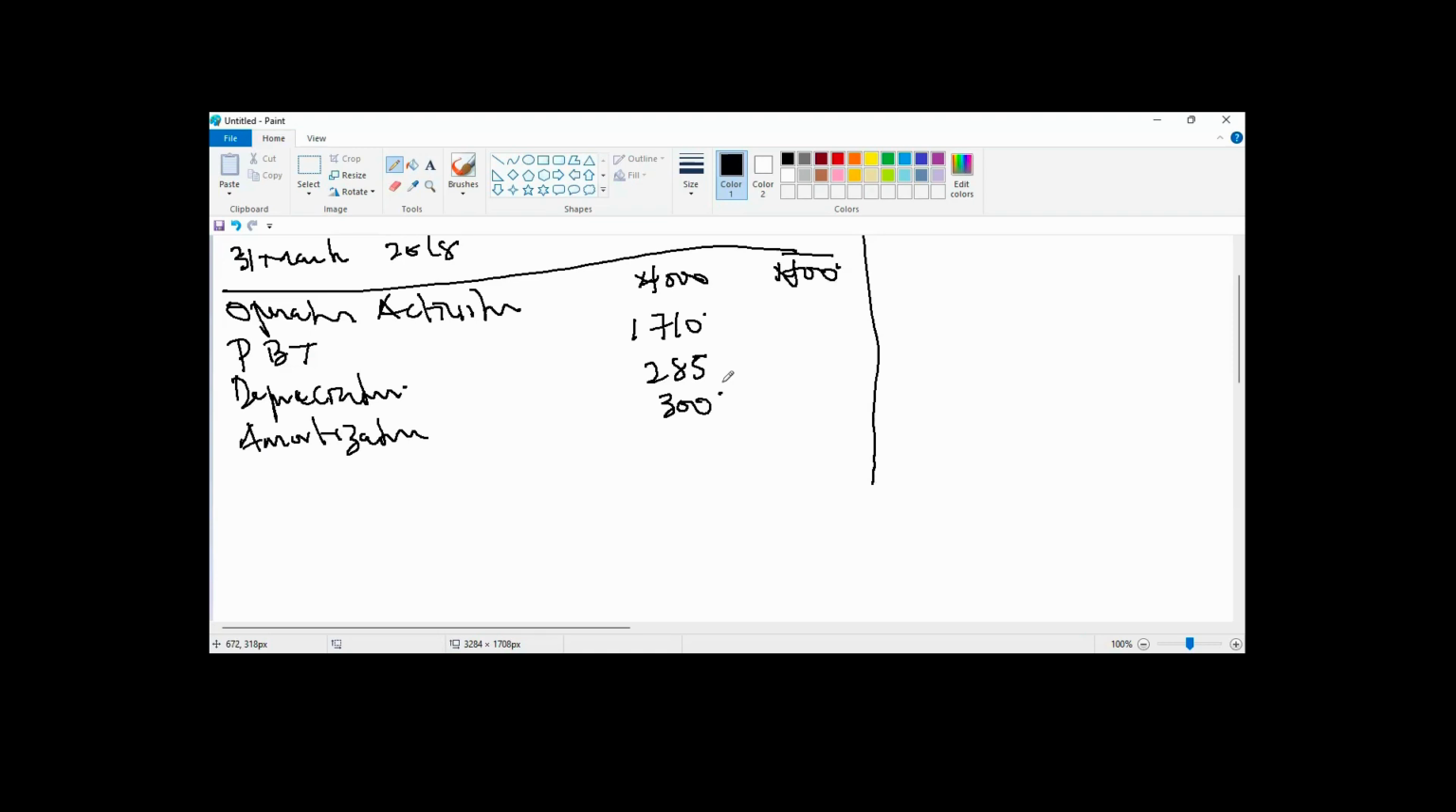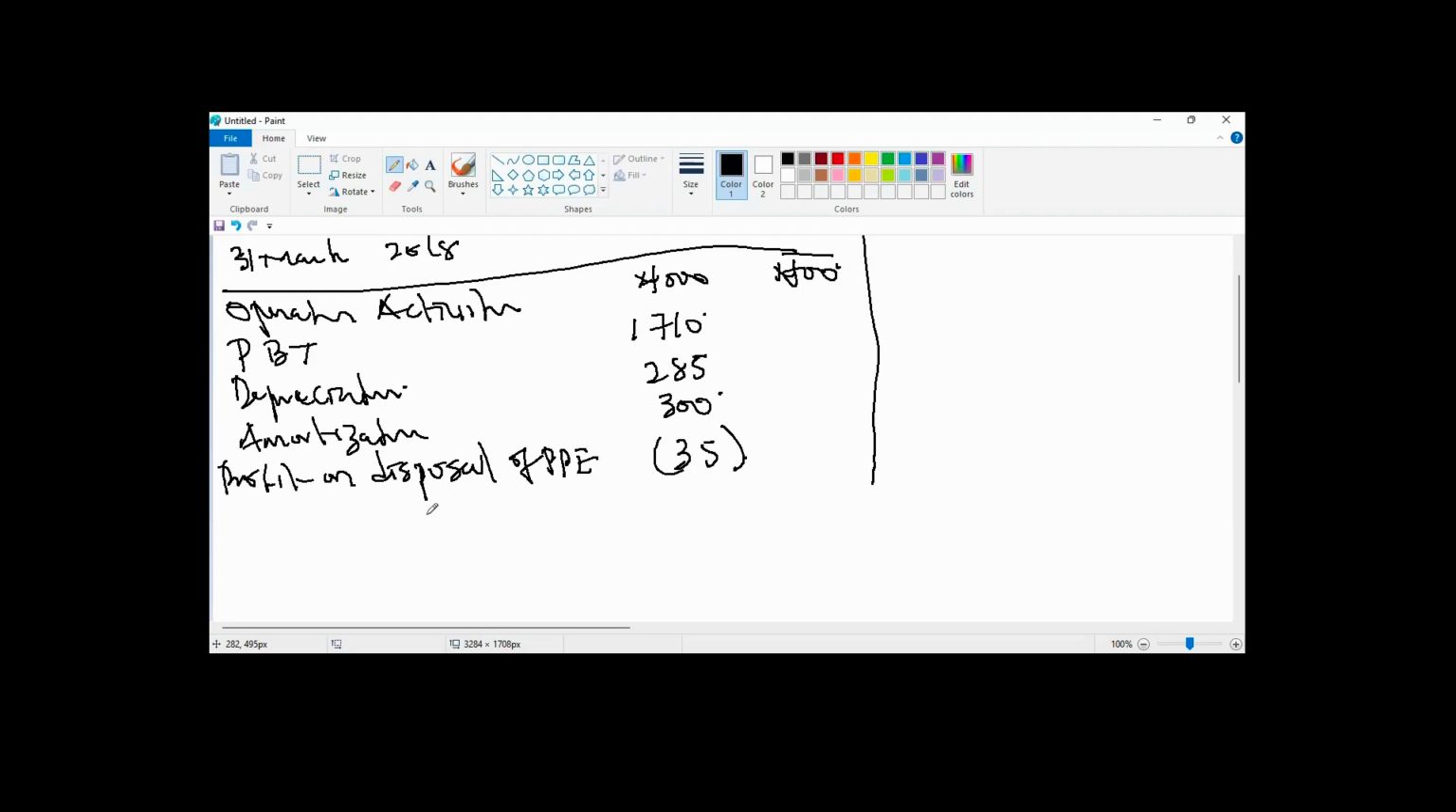I'm done with that. Information on disposal: an item of property, plant and equipment with a carrying amount of 515 was sold for 550. Did they make a profit? Yes. 550 minus 515, a profit of 35. This is profit on disposal of PPE. Don't forget, it is the wrong classification, so I will go and deduct it.